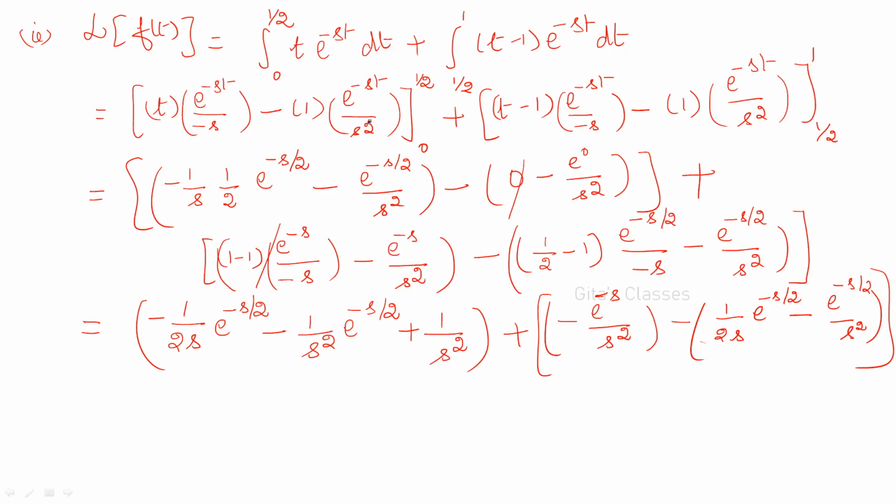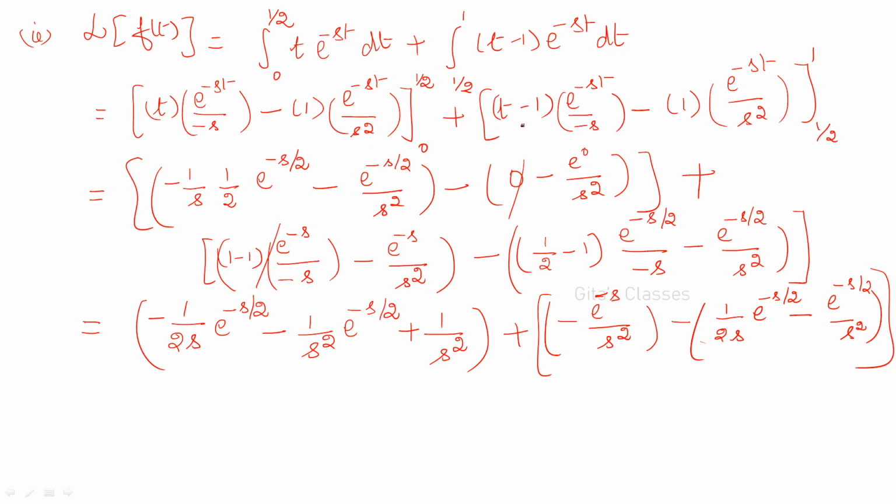Now let us integrate. The integral from 0 to 1 by 2 of t into e power minus st dt, plus the integral from 1 by 2 to 1 of t minus 1 into e power minus st dt. Using Bernoulli's extended formula for integration by parts, we write t into e power minus st by minus s, integrating with respect to t. Then minus of, keep on differentiating the first bracket and keep on integrating the second bracket. If you differentiate t, you get 1, and minus st e power minus st by minus s, one more minus s comes, so it becomes s squared.